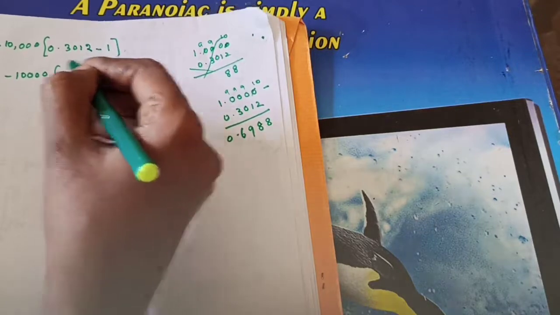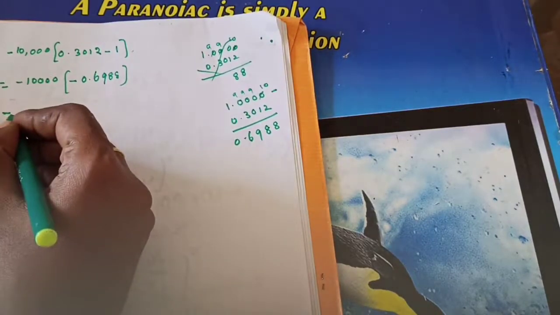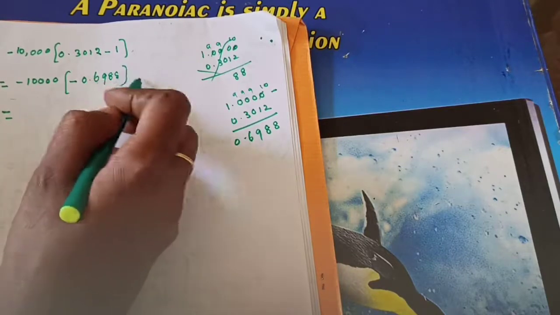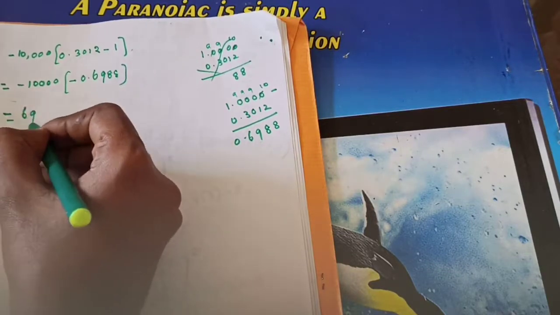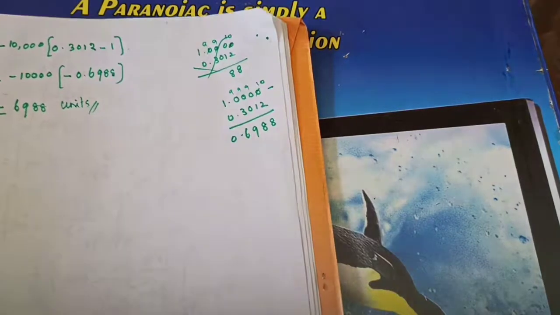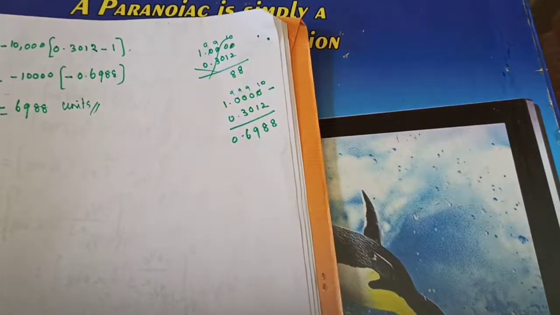So you get the answer as minus 0.6988. Okay. So multiply minus into minus, you will get plus. Afterwards, if you multiply by 10,000, the point will go 4 places. So 6988 units, you will get the answer. Understand, students? So this is the answer for the first part.